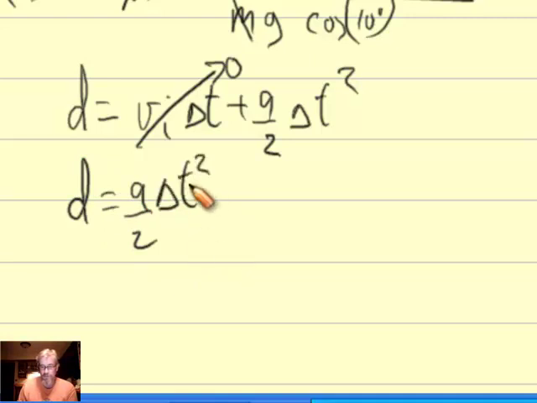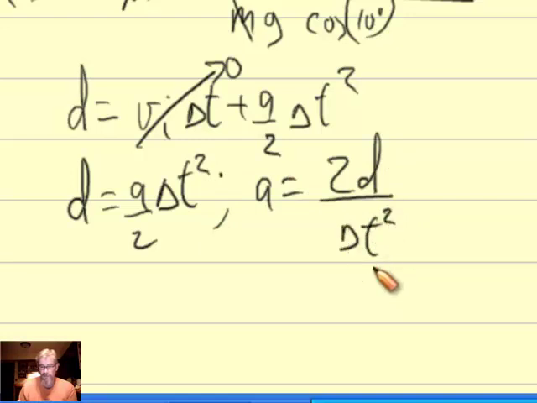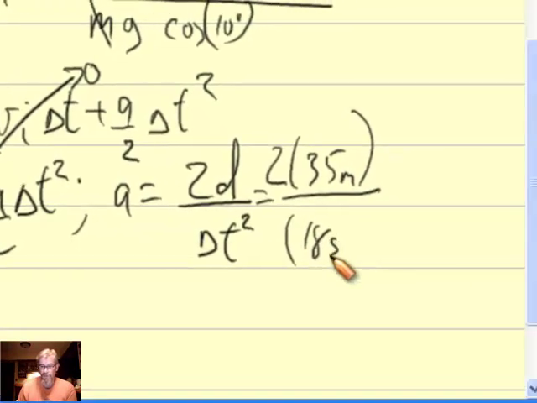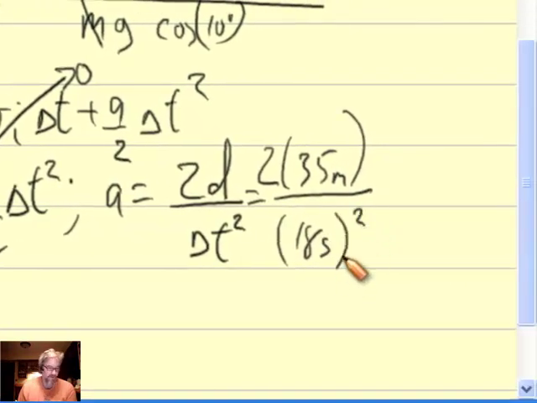I know change in time squared. I want to find acceleration, so I'll solve for a. a is equal to 2 times d divided by delta t squared. So I plug in my numbers. It's 2 times the slope, which is 35 meters long, and the time that was required was 18 seconds, and I square that.